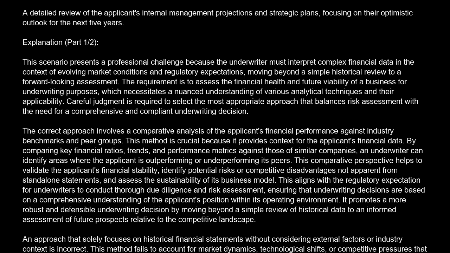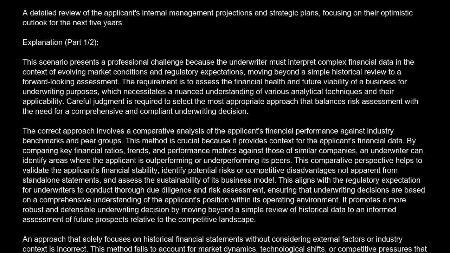The correct approach involves a comparative analysis of the applicant's financial performance against industry benchmarks and peer groups. This method is crucial because it provides context for the applicant's financial data. By comparing key financial ratios, trends, and performance metrics against those of similar companies, an underwriter can identify areas where the applicant is outperforming or underperforming its peers.